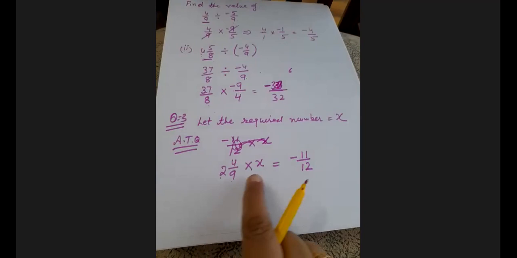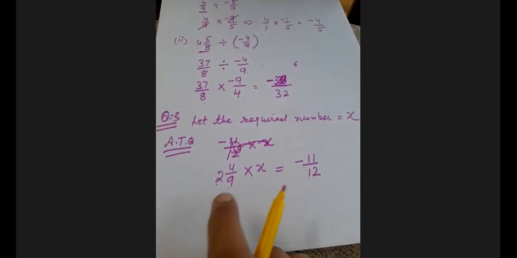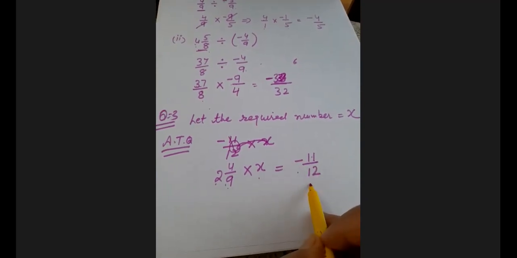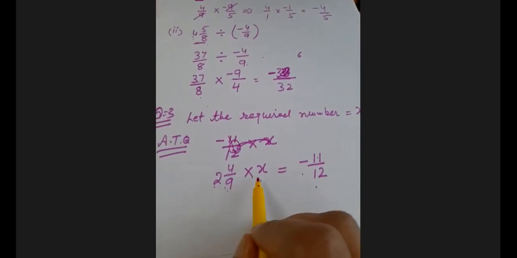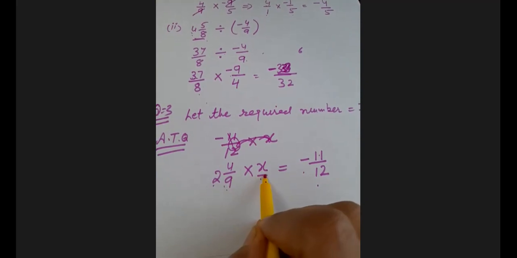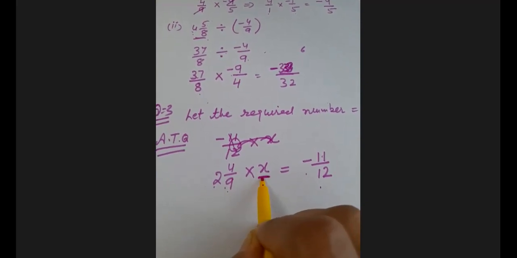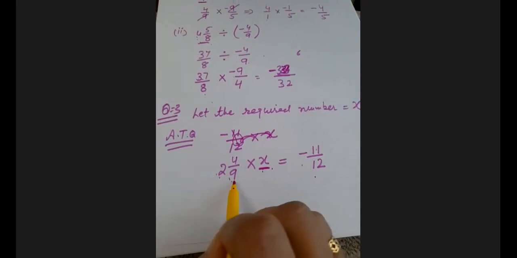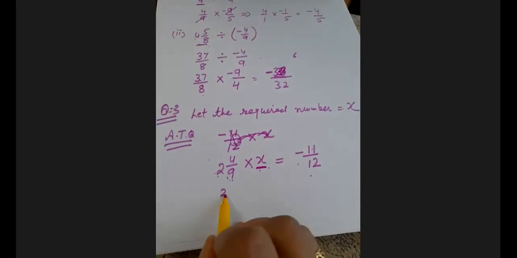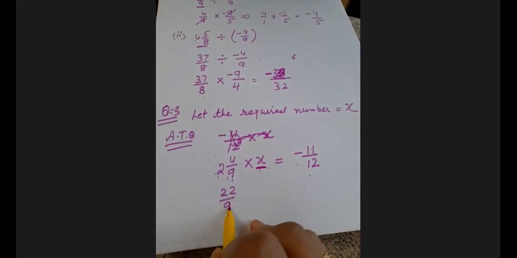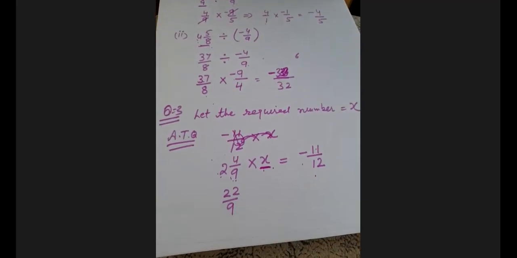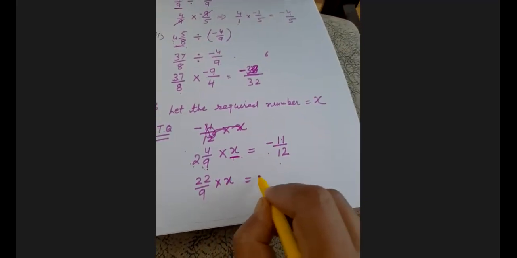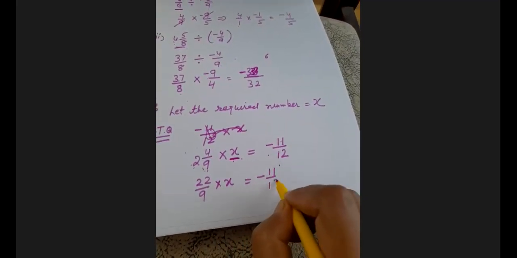The product of two rational numbers, according to your question, is minus 11 upon 12. Now here, find the value of x. We'll find the value of x. First, you solve this part. 9 twos are 18. 22 upon 9 multiplied by x is equal to minus 11 upon 12.